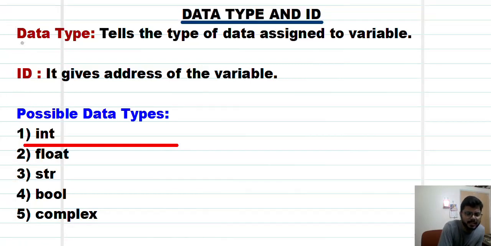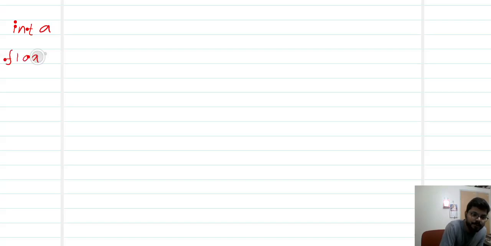Now you can clearly see that the data type tells the type of data assigned to a variable. So this is very important. Data type will tell what is the data that you have assigned. So we will see this topic in detail. Now assume that in normal C or C++, we define int A or float B, we define in this manner.